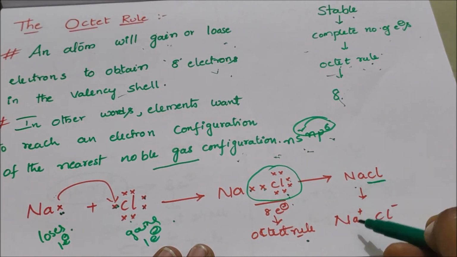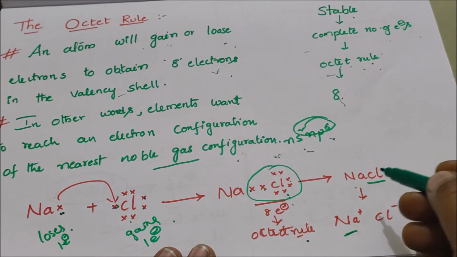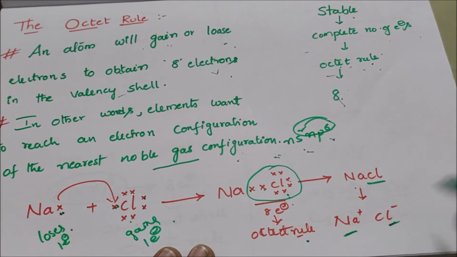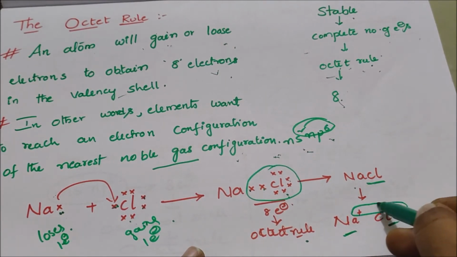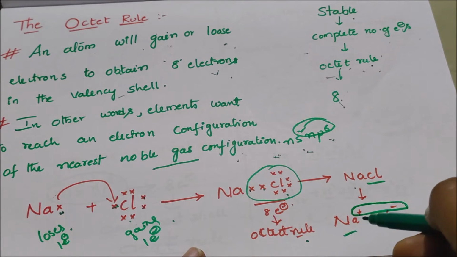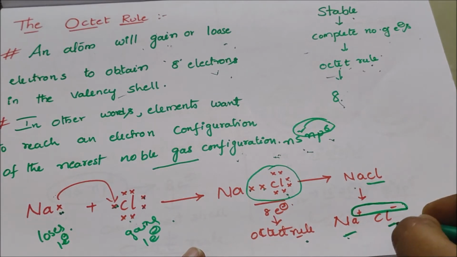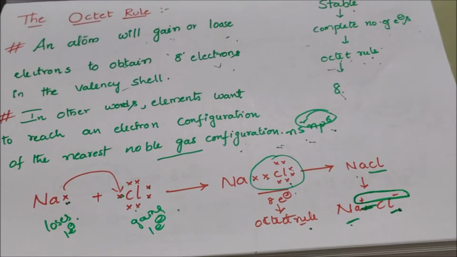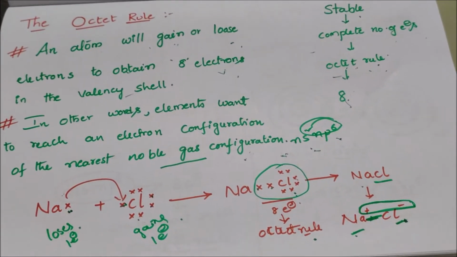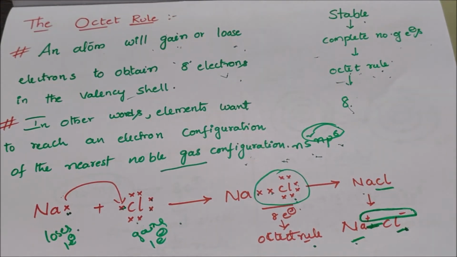Sodium loses 1 electron, so it attains a positive charge, and chlorine gains 1 electron, so it attains a negative charge. The electrostatic force of attraction between the positive cation and negative anion forms a bond. What is the octet rule? An atom will gain or lose electrons to obtain 8 electrons in the valence shell. This represents the octet rule.